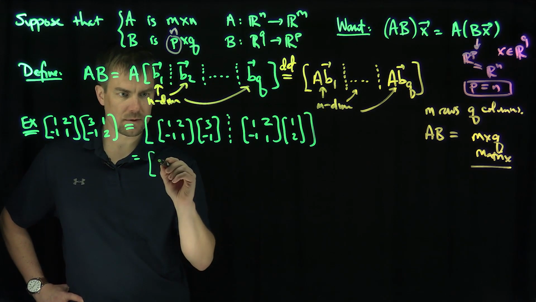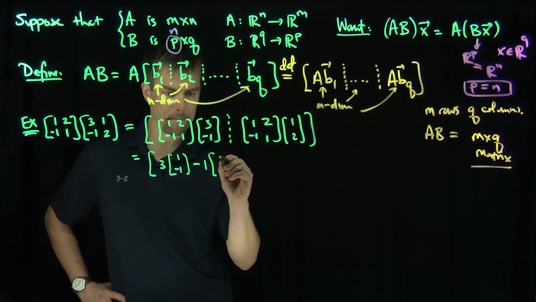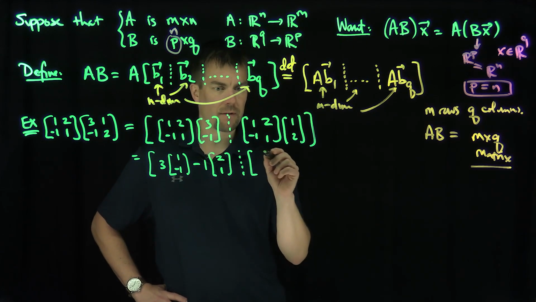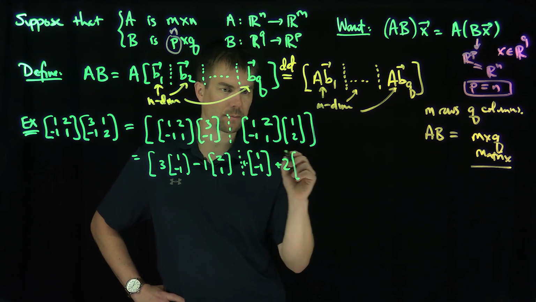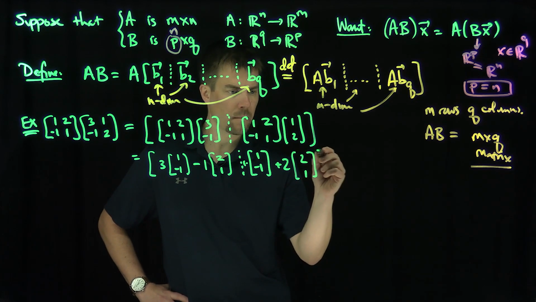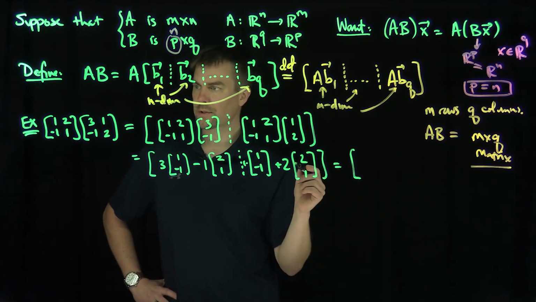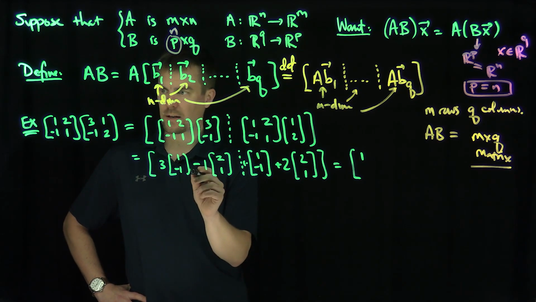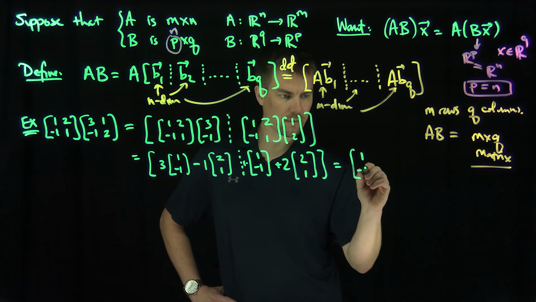And so now, of course, what is this going to be? This is going to be 3 times the first column, negative 1, 1, minus 1 times the second column, 2, 1. And then over here, we're going to have 1 times 1, negative 1, and then 2 times the second column, 2, 1. So if we simplify this, what are we going to get? We're going to have 3 minus 2, which is a 1, okay? Then we have a negative 3 and a negative 1, so that's a negative 4, down over here.